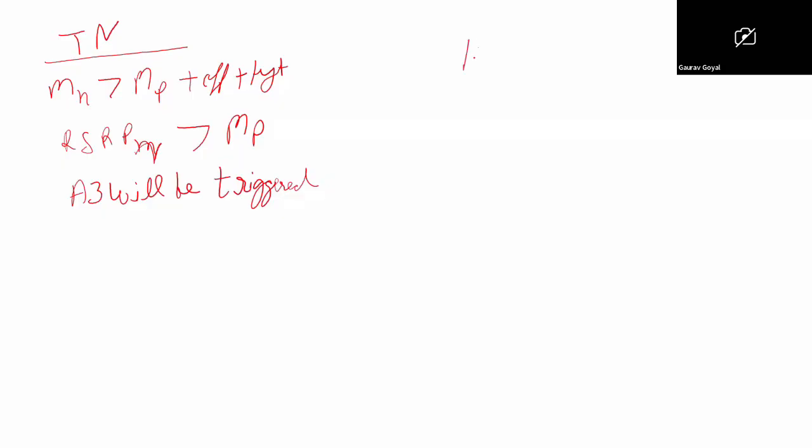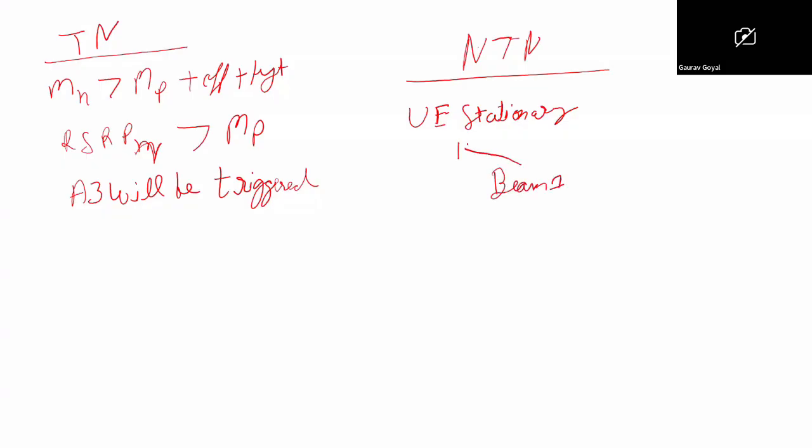But what's the problem in NTN? Suppose one UE is stationary. First of all, it is latched to beam one. But after some time, since the satellite is continuously moving, it is latched to beam two. So the UE may be stationary, but the beam moves on.